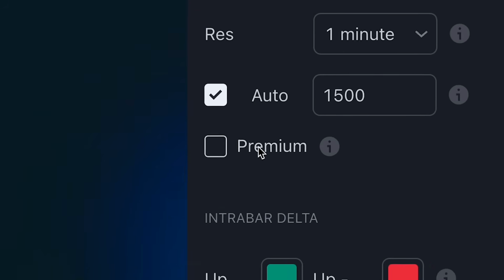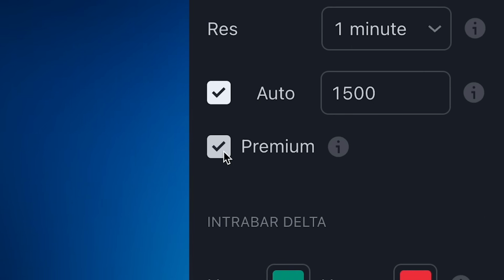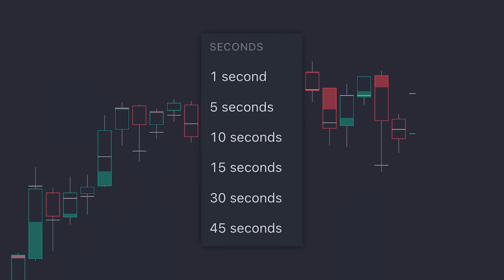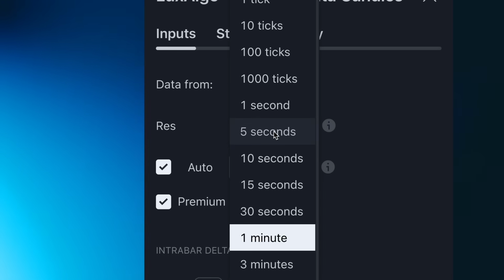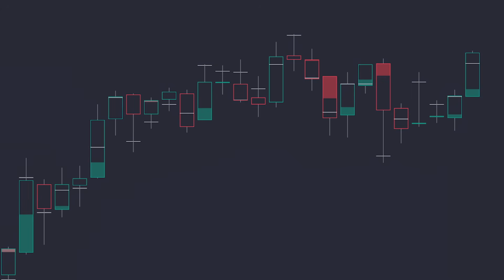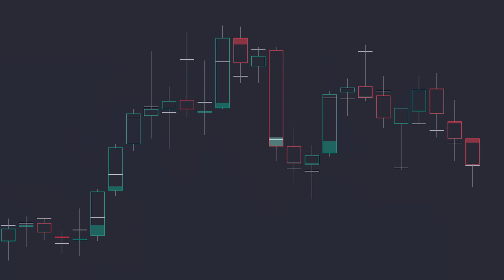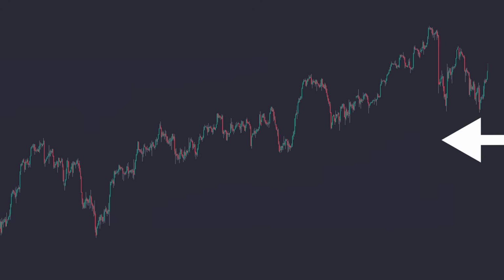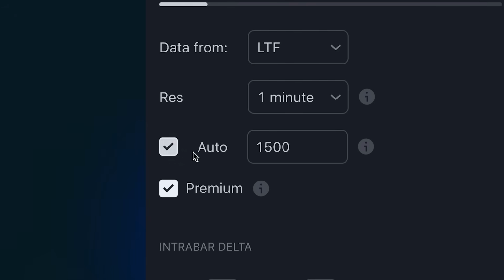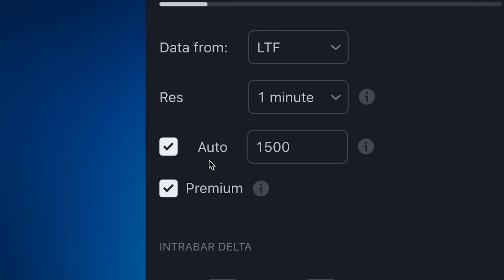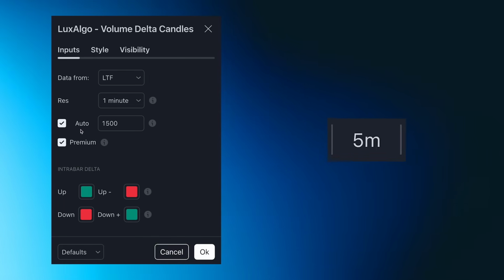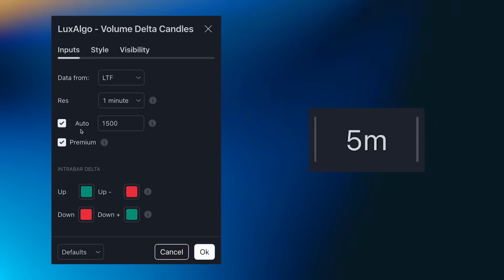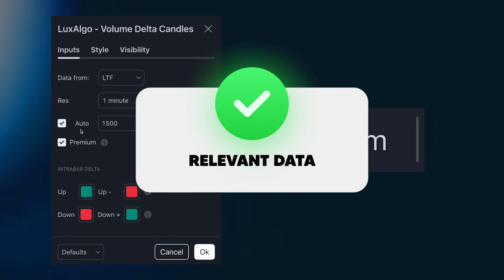To use the tick mode, you may also want to enable the premium option, and this will simply allow the indicator to calculate using sub-1 minute bars. Lower time frame mode, on the other hand, uses a time frame selected from the res dropdown and continues to provide data even if the chart reloads, making it a more consistent option for historical analysis. Another key setting is the auto option. When enabled, the indicator will automatically adjust its lower time frame calculations based on your current chart time frame. This ensures you're always analyzing relevant data without manual adjustments.